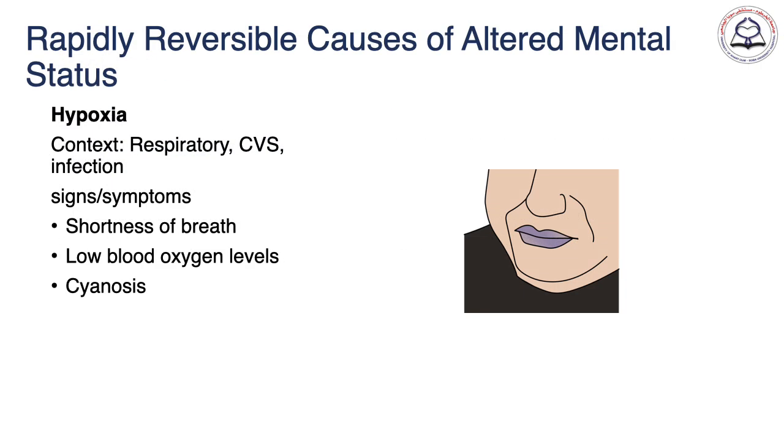Severe hypoxia can lead to altered mental status, ranging from irritability to confusion. The patient can have an underlying cardiac or respiratory illness. They have shortness of breath and oxygen saturation is low.